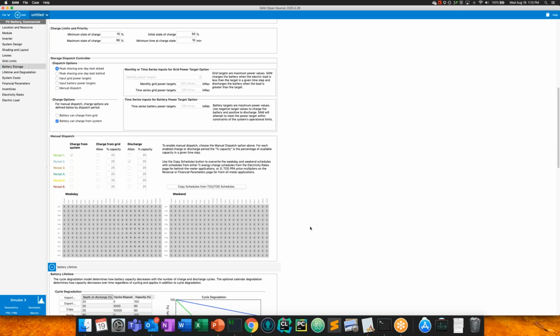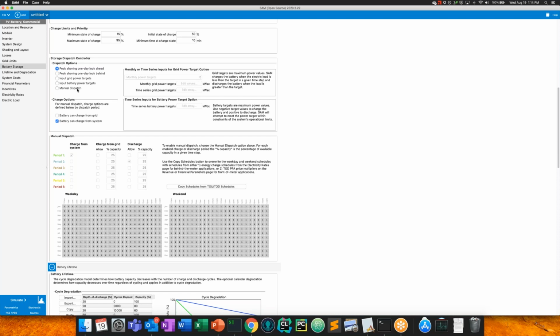The next section is the storage dispatch controller. I won't go into much detail since the next two webinars will, but in general, there are 5 that you can see here. The first 2 are peak shaving, and this is an automated dispatch. The input grid power target uses a time series of maximum grid powers to be purchased.